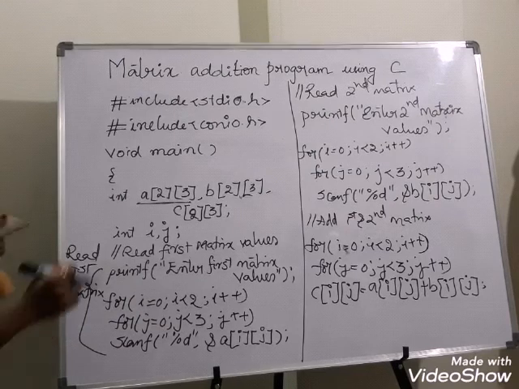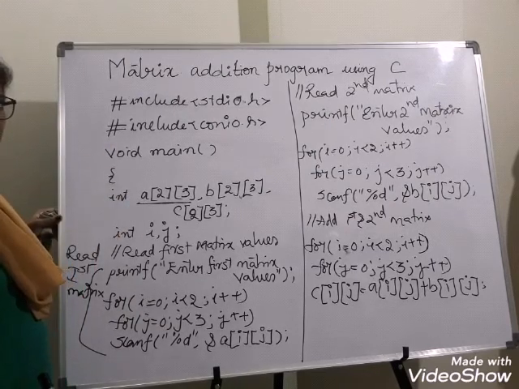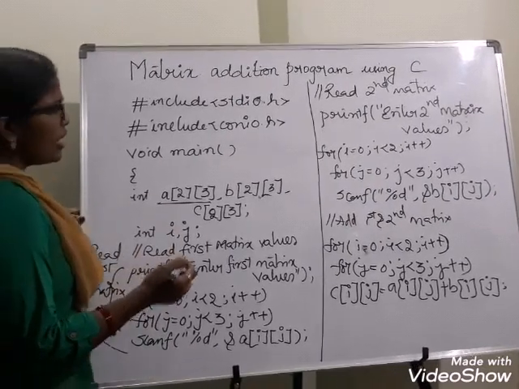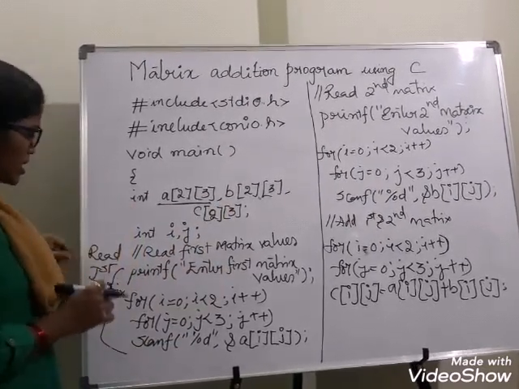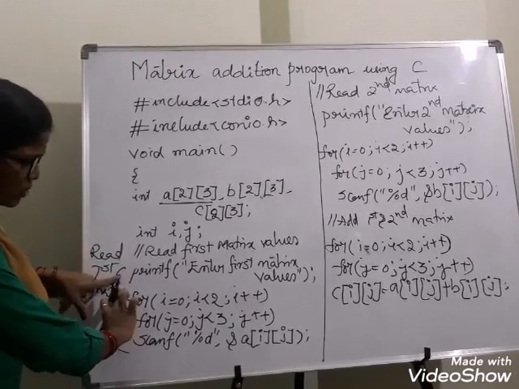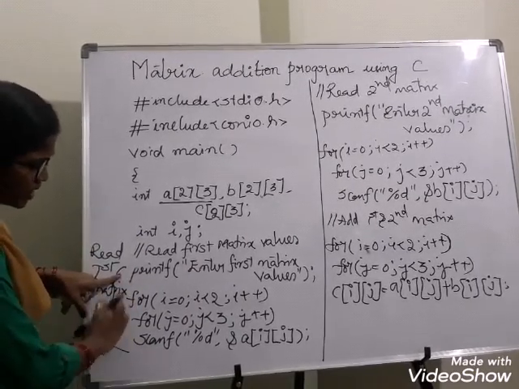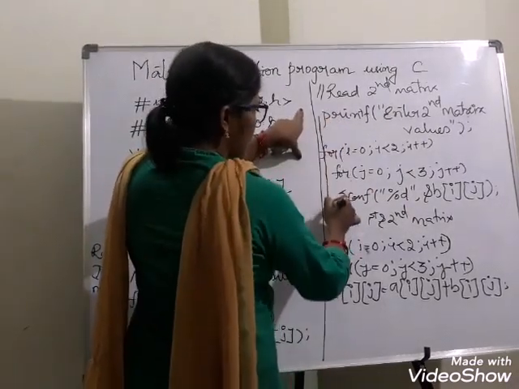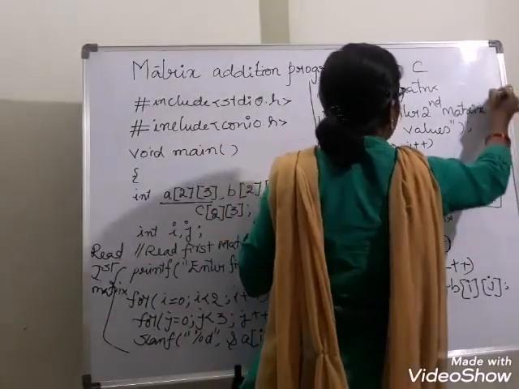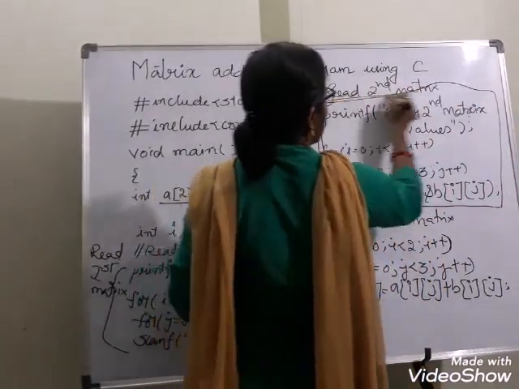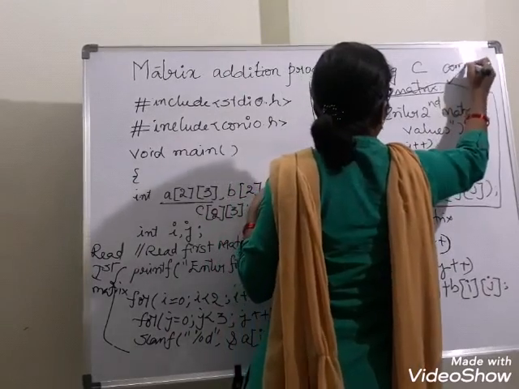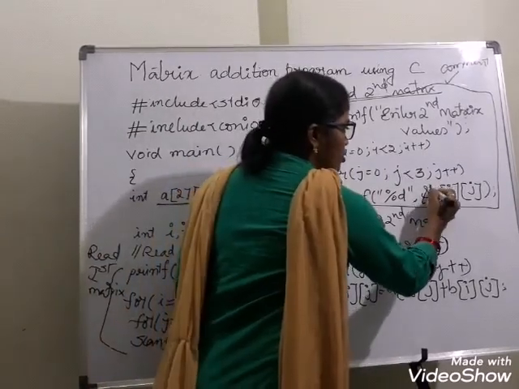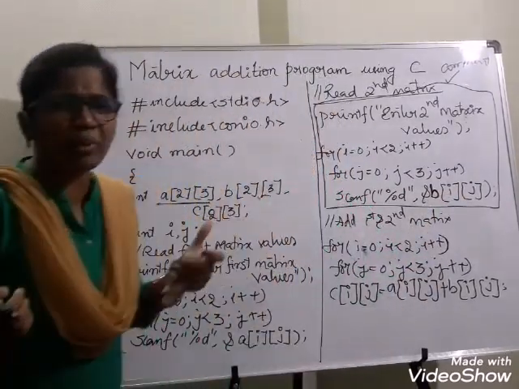So here what we need to learn is what it is doing. Please just see how the values are being read. This part from here enters the first matrix values. From here to here, it is reading the first matrix values. From here to here, this part, it is reading the second matrix values. Anyhow, this is the comment line. So this is the second matrix, address of B. So I have A and B in my hand.